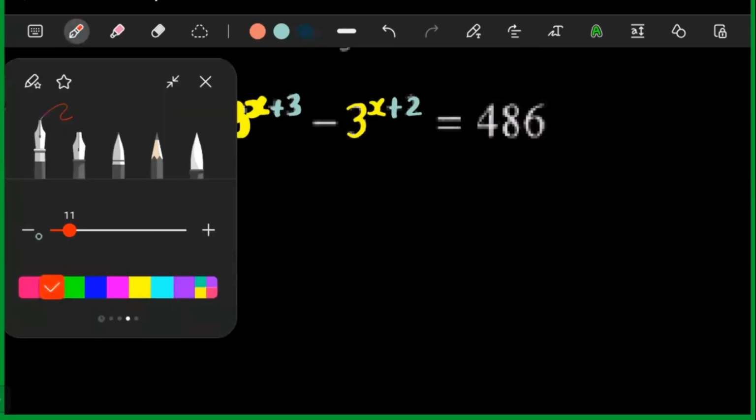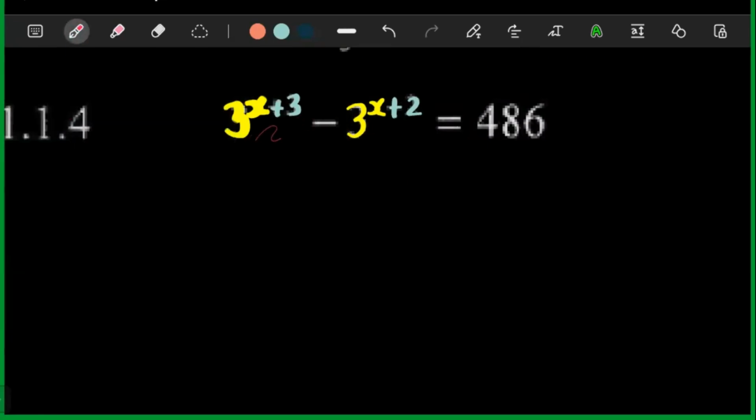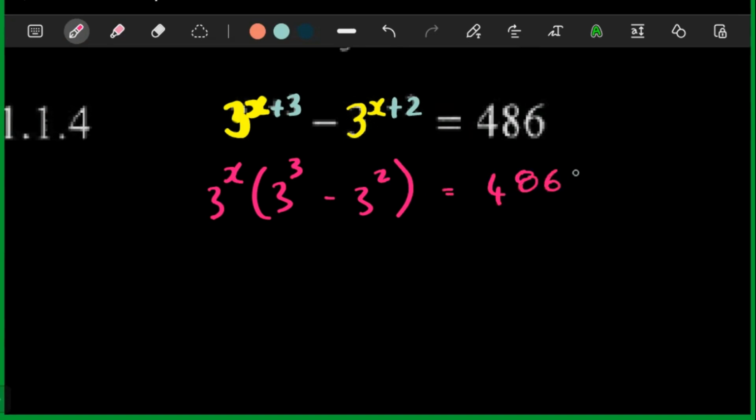In a situation like this one, you're going to need to take out 3 to the power of x. What's going to be left here is 3 to the power of 3. If you take out 3 to the power of x here, what's going to be left is 3 to the power of 2. And then you have 486. So this is 27 minus 9, times 3 to the power of x, equal to 486.